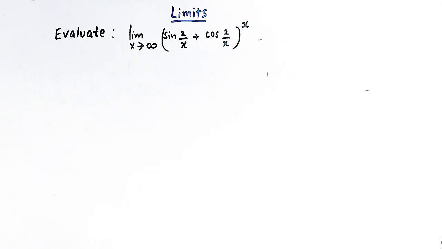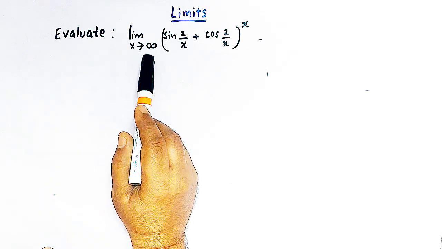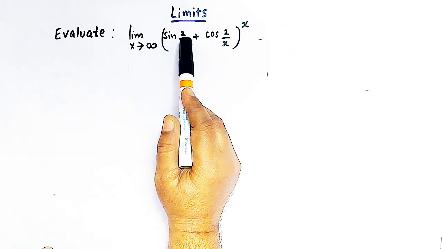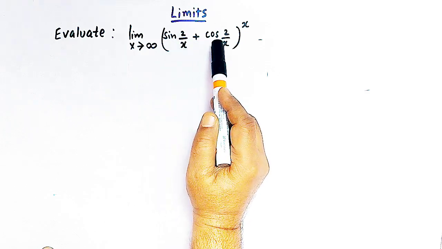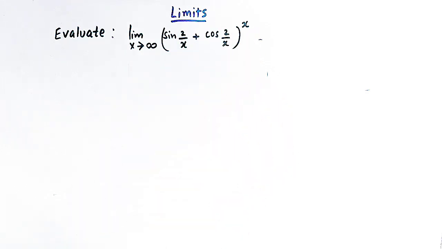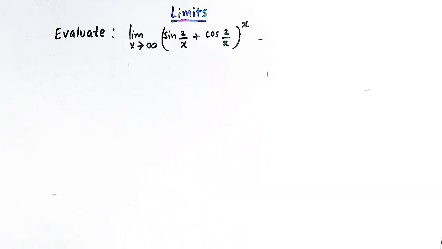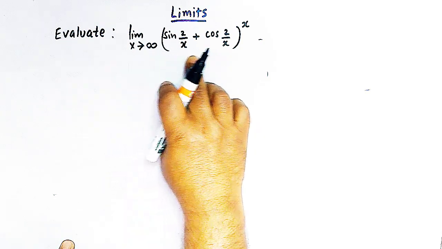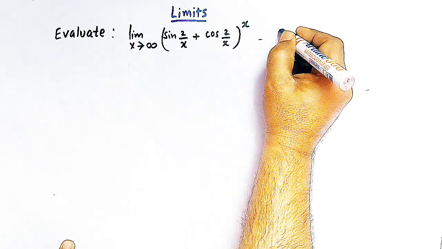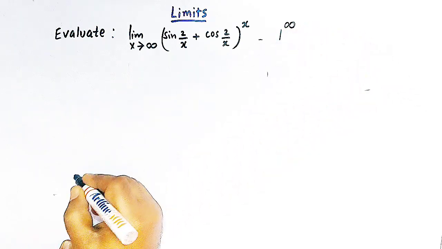Hello viewers, in today's session we are going to solve an important problem from limits, and here we have to evaluate this limit: x tends to infinity, (sine 2 over x plus cosine 2 over x) raised to x, right? So to get the value of this limit, we'll first try to reduce this limit into this indeterminate form, that is 1 raised to infinity.